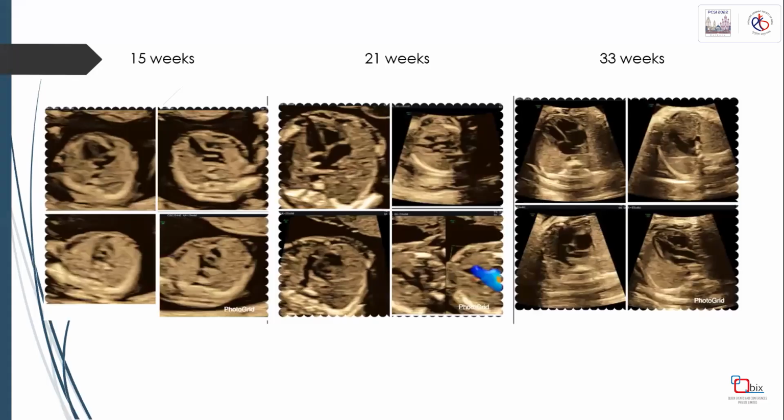So these are 15 weeks and 21 weeks and late trimester heart images. And we can see at mid trimester, there is not much difference between the left and the right side. By third trimester, the right heart structures become more prominent.